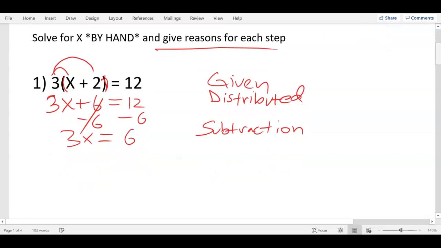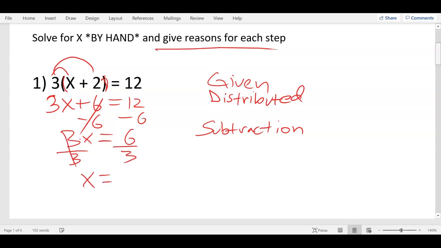Last step, to get rid of that 3 in front of x. It's a coefficient being multiplied, so what's the opposite? Division, divide by 3, divide by 3. So x equals 6 over 3, which is 2, right? So I divided on both sides, okay?